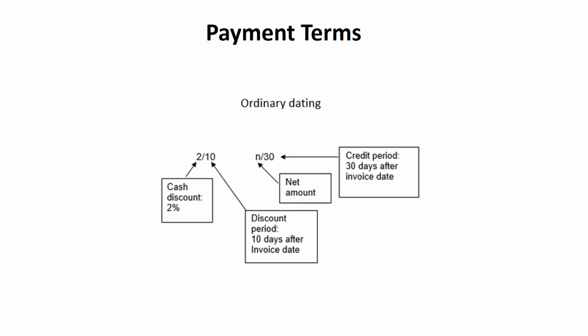Now the companies clarify their offers using different payment terms in the invoice. The first type of payment term is ordinary dating. Here we use the notation 2/10, N/30, which means a 2% cash discount if the payment is made within 10 days from the invoice date. Then the second term is N/30, which means the net amount is due if the payment is made within 30 days from the invoice date, right? Anything after 30 days, there might be some penalty in percentage.